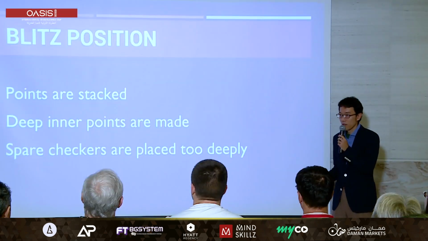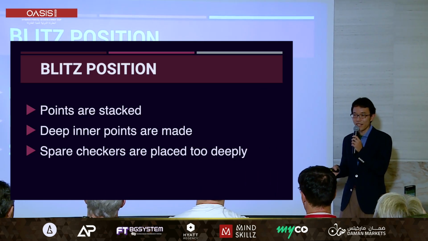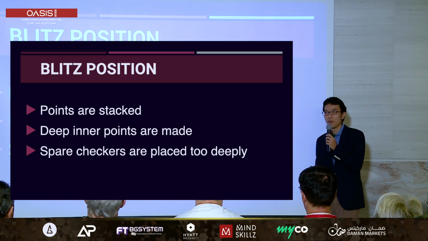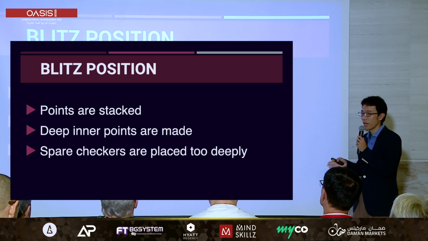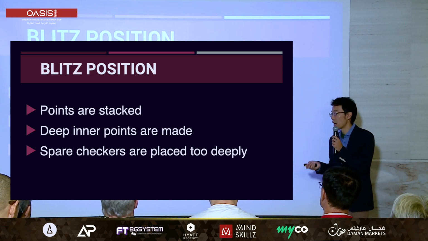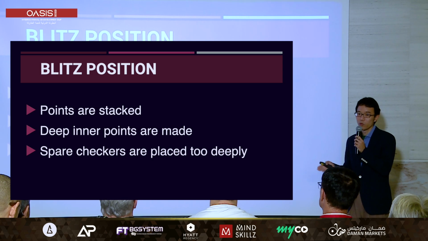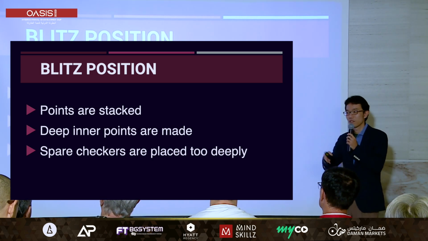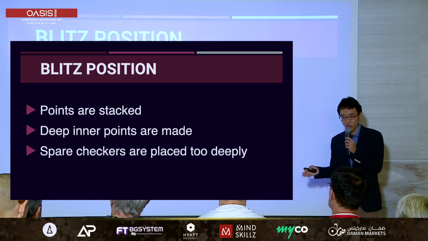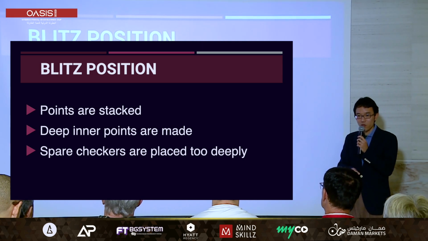So points are usually stacked, like a huge stack on the 6 point, maybe a stack on the 8 point, and deep points are made, ace point, deuce point is made. Spare checkers are placed too deeply, meaning that you have spares on the 3 point instead of like the 6, 8, 11. So if you have a spare on the 3, it's very difficult to make a prime, right?